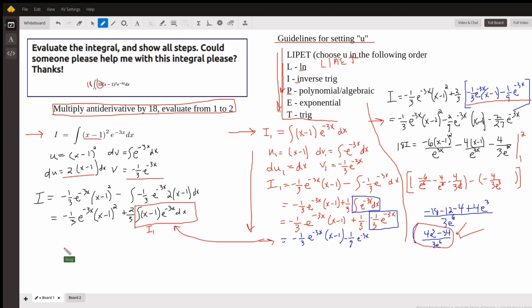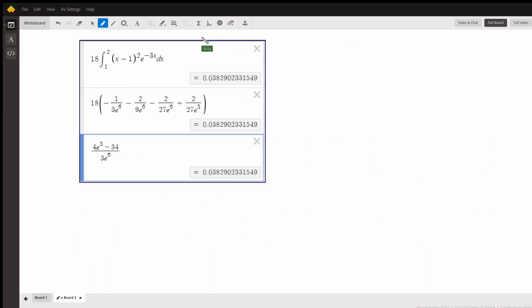If I go to board 2, this is from Desmos. Here's the definite integral evaluated as 0.03829, and so on. Here's before I distributed the 18, but I did evaluate from 1 to 2 to reach this point. And here's the simplified version of that: 4e cubed minus 34 all over 3e to the 6th gives us the same decimal approximation. So that's your exact answer right there, at least one form of it.